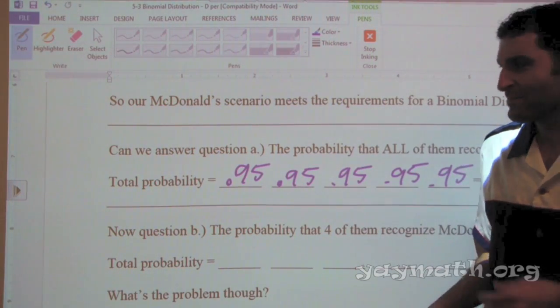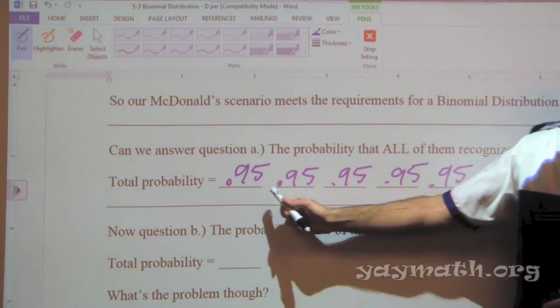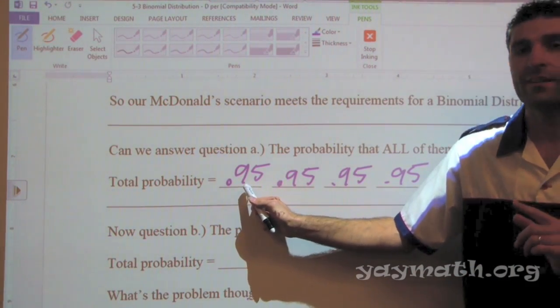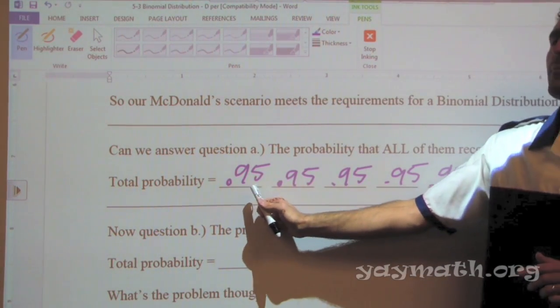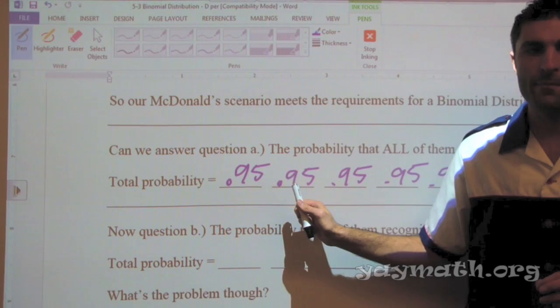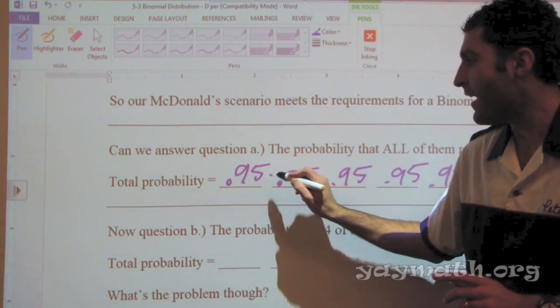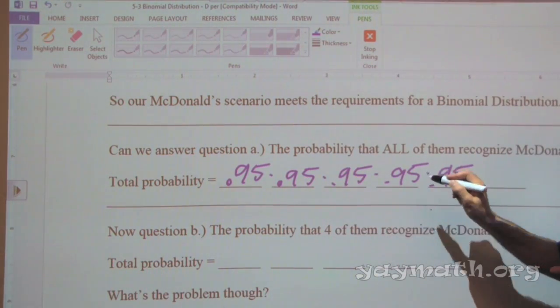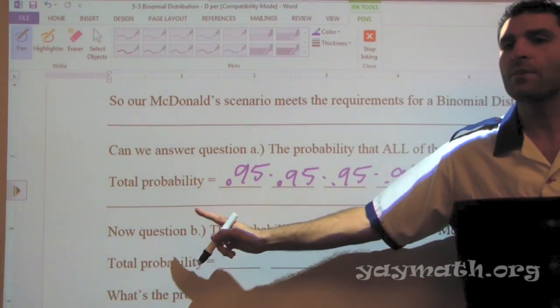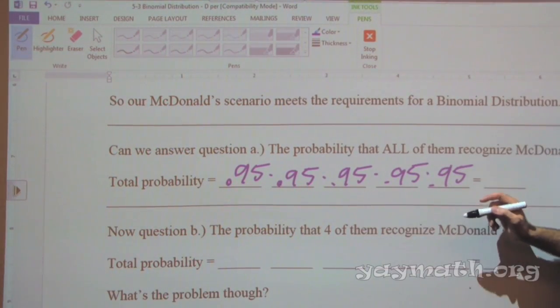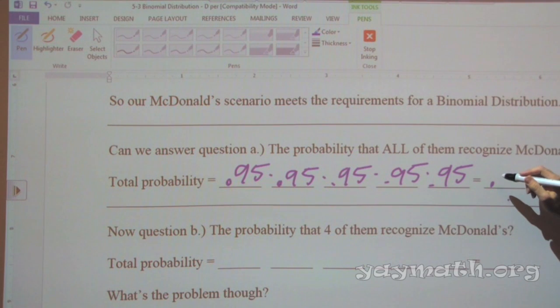Let's do a case study. Is it safe to say that we want the probability of person 1 and 2 and 3 and 4 and 5? So what do you do with probabilities when you're anding them? Multiply. And what is this number? Can someone tell us? 0.773, which is what percent?